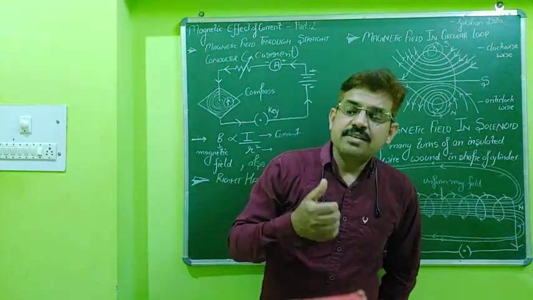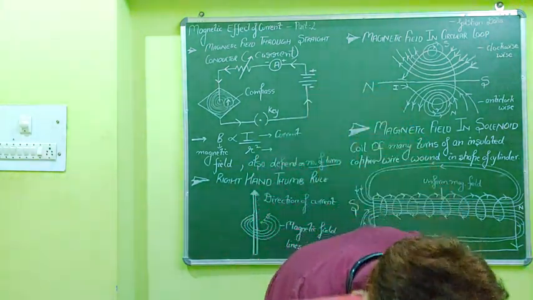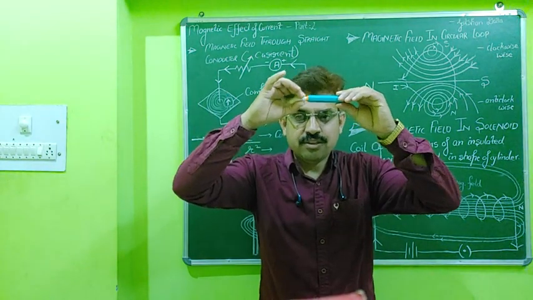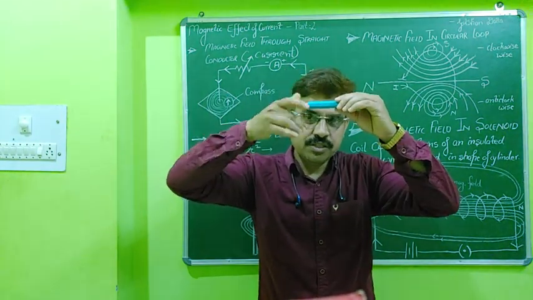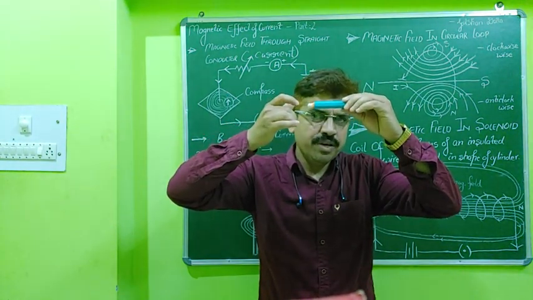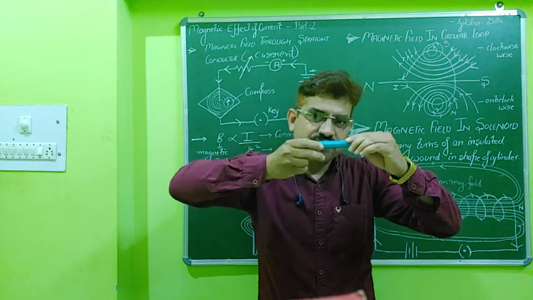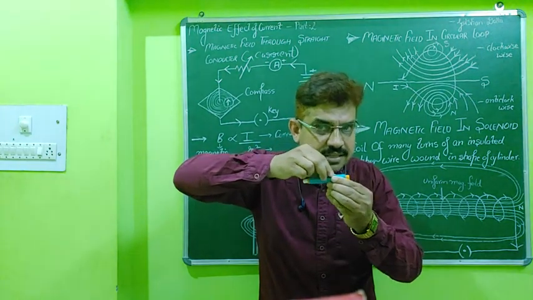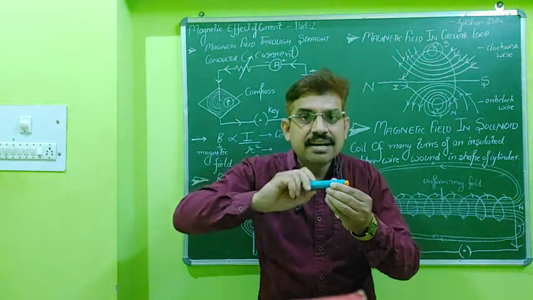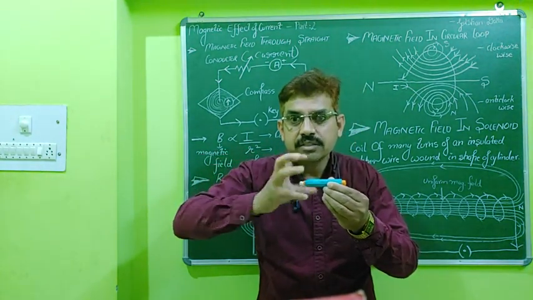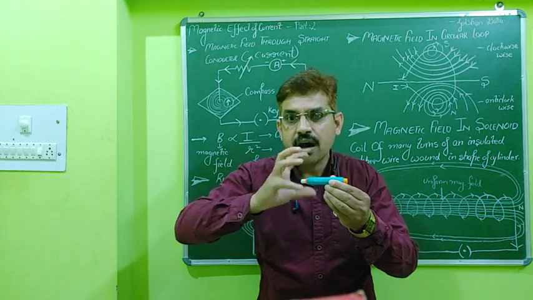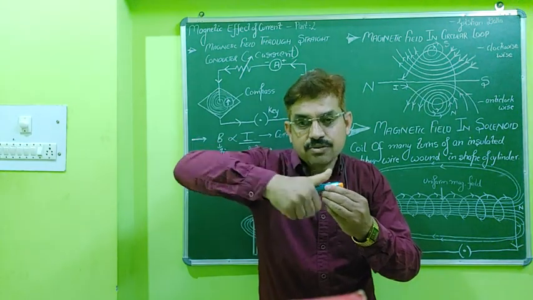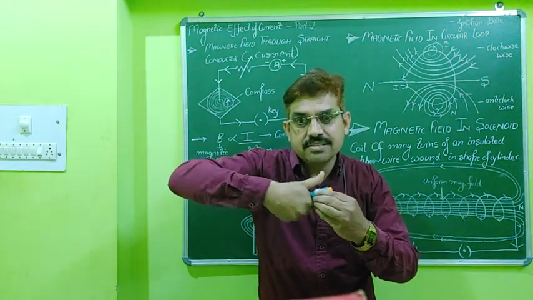We can also explain this with the help of the screw rule. Suppose this is the screw and this is the length of the part on which we are going to rotate this screw. If we are rotating in this way, this is the direction of the current, and this is where the magnetic field will be around. I am rotating in this way. If the current is going in, the rotation is like that.